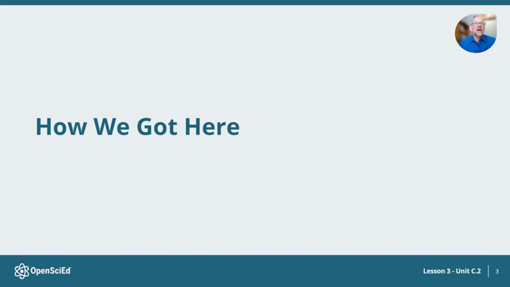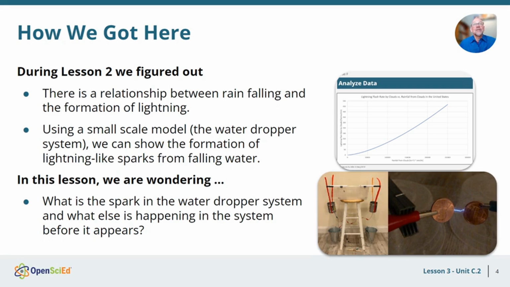Let's look at where we left off in Lesson 2, where students analyzed data that showed a relationship between rain and lightning. And then using the water dropper system, they saw water falling can create lightning-like sparks. They considered the merits and limitations of both the initial and consensus models and the physical model of the water dropper system. And then they brainstormed what additional objects we could use to figure out more about what's happening in the water dropper system. Specifically, how do different objects interact with the system before and after the spark forms?